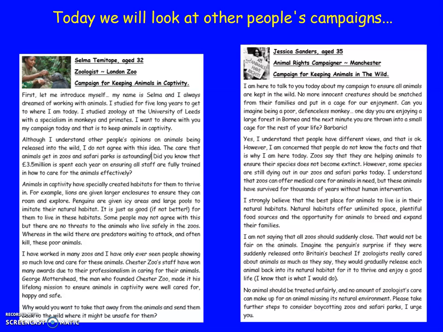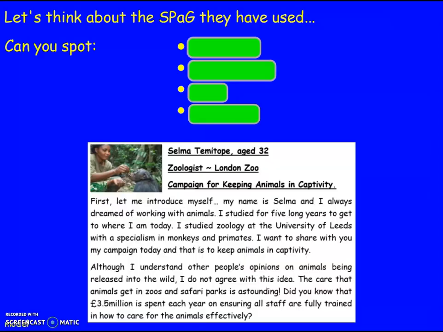I urge you. Okay, so these are two contrasting campaigns, so that means different and opposite. Okay, and this is similar to the campaigns that we're going to do. But today we're going to be looking at the SPaG features that these two ladies have used in their campaigns.